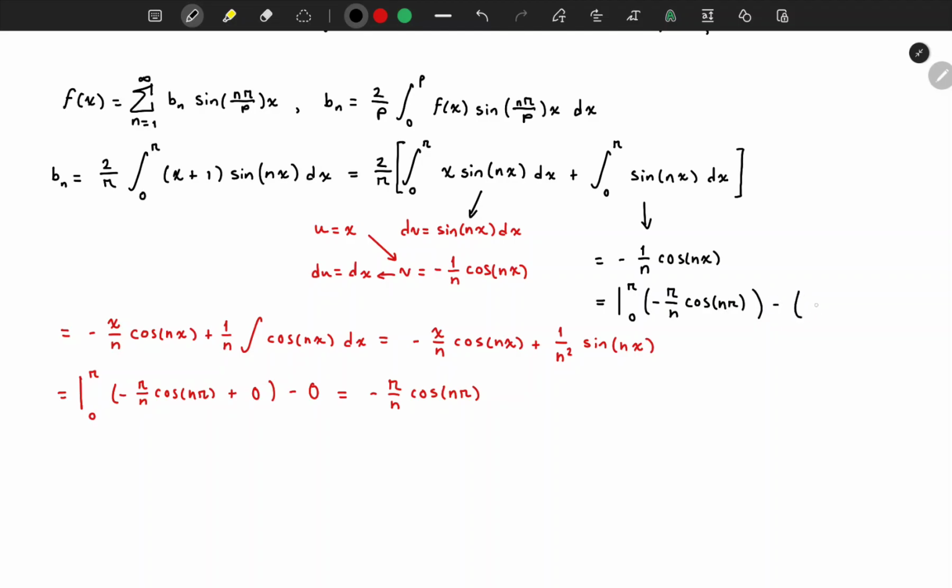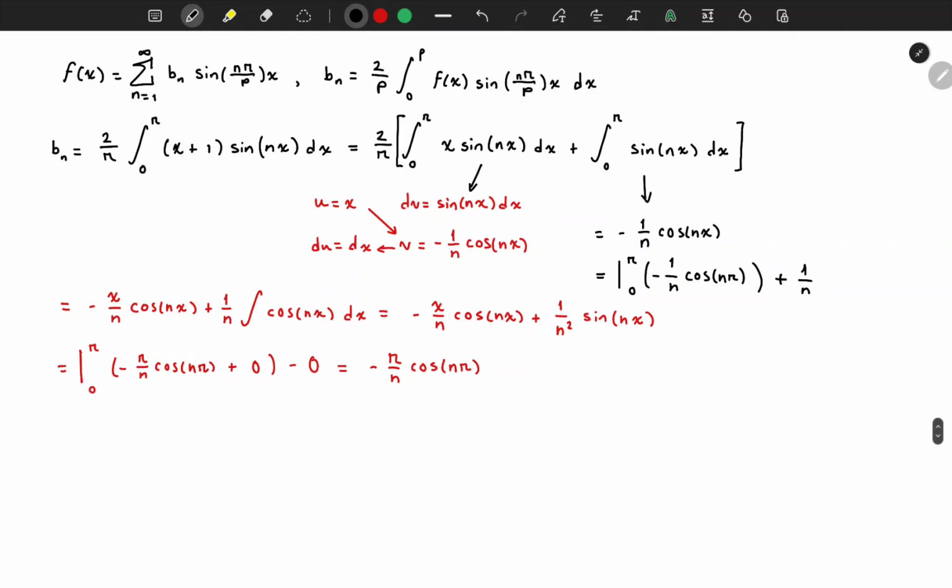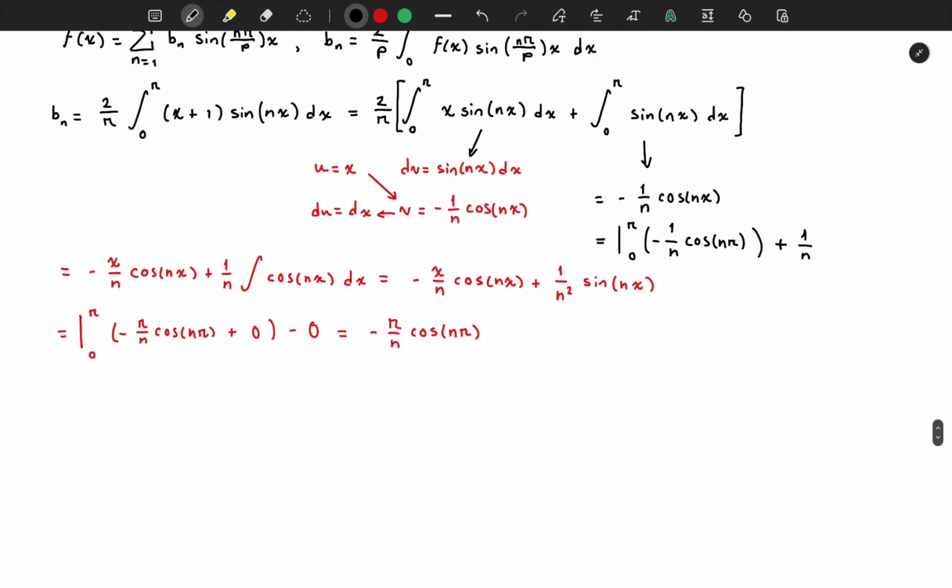minus, we know that this is going to be 0 since, oh sorry, no, it should not be pi, it should be 1 over n. So we'll have negative 1 over n cos 0, and we know that cos of 0 is equal to 1, so we can just write that, and since it's a negative, this cancels out to give us positive, so we would have plus 1 over n. There we go.